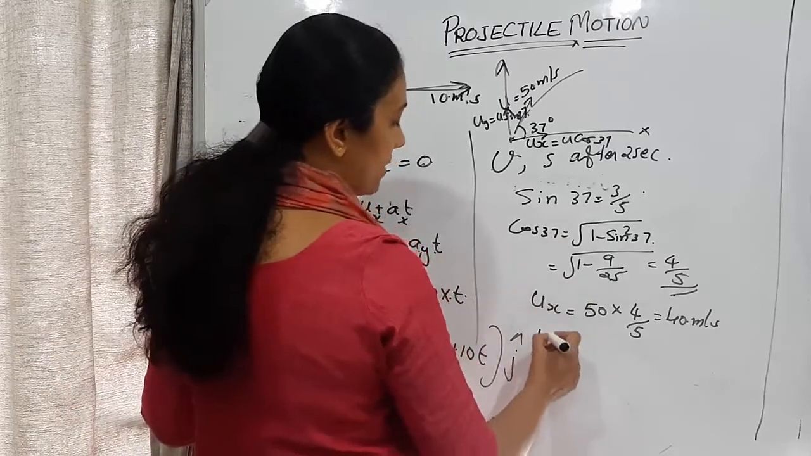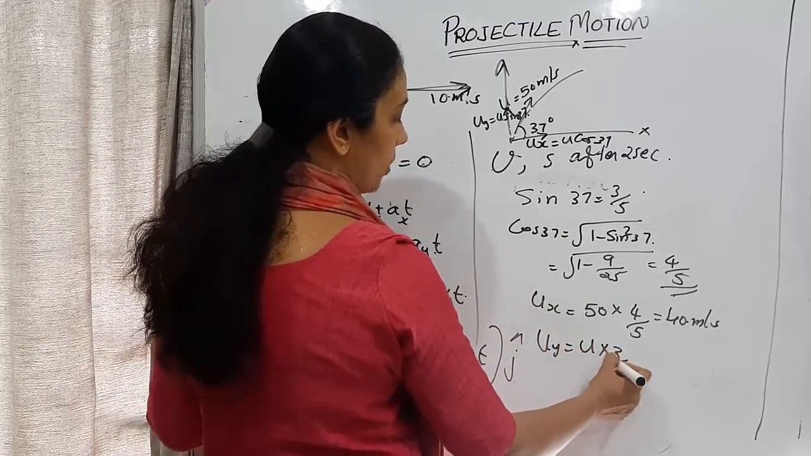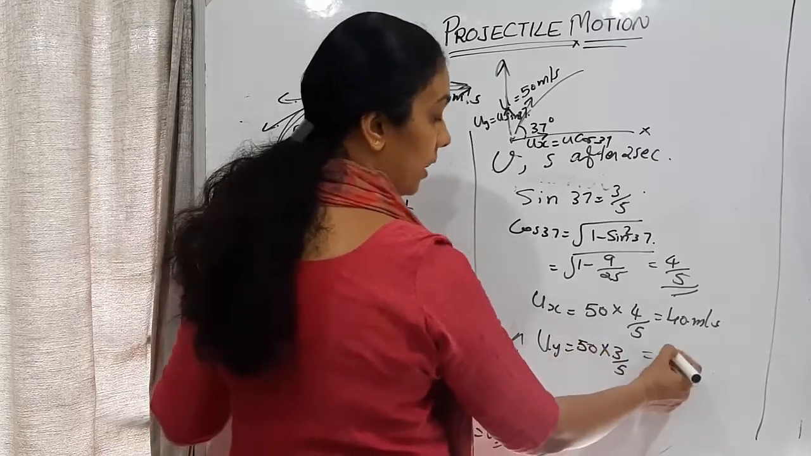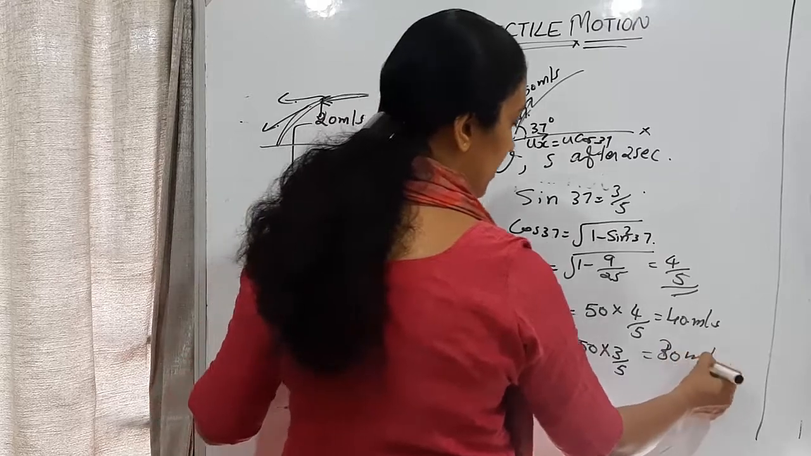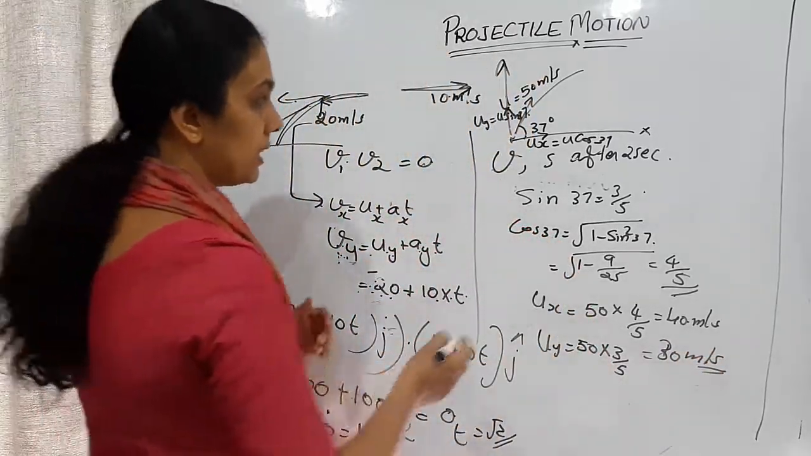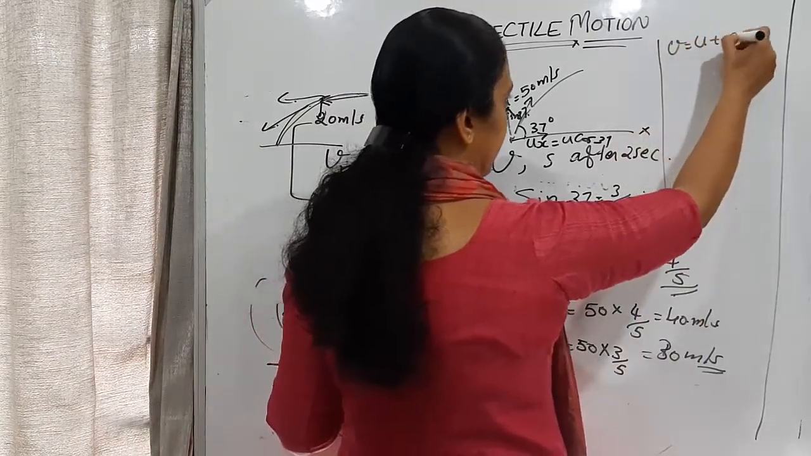And now we can consider uy. Uy equals u sin 37, already given as 3 by 5. U value we know as 50, therefore 30 meter per second. Now how can we find out the velocity vector? Final velocity vector will be v equals u plus at.